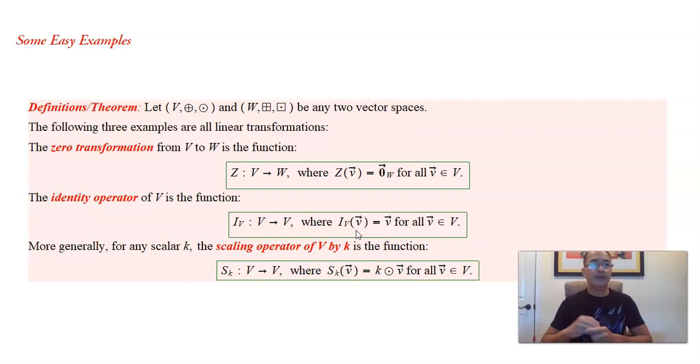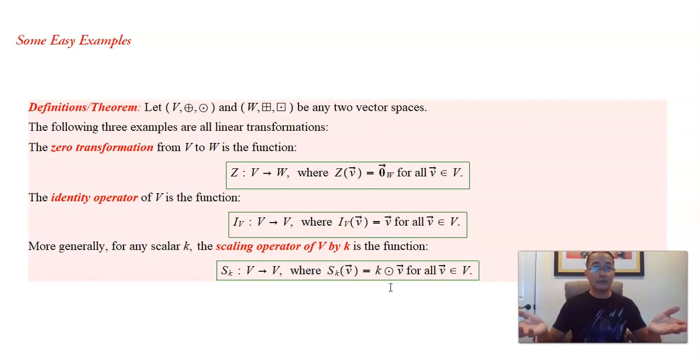Speaking of which, if you fix a scalar K, you can create a transformation S sub K, S for scalar, and that'll be an operator. Where will a vector V go? It will just go to K times V. So S3 will take V to 3 times V. Where will W go? 3 times W. Where will V plus W go? 3 times (V plus W).